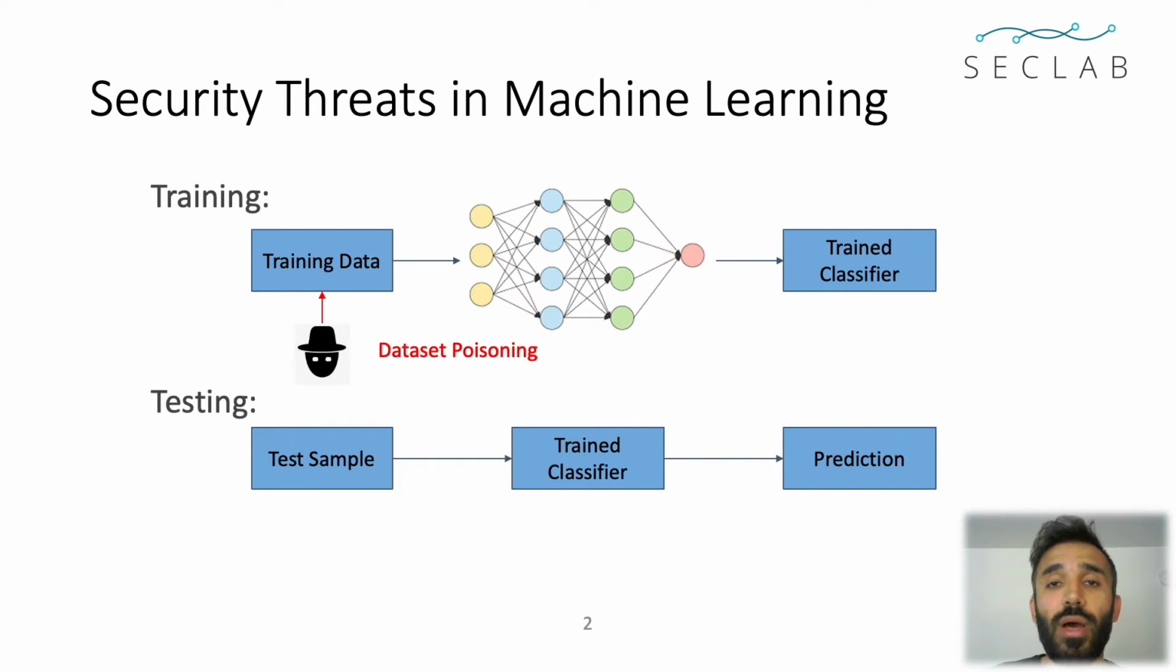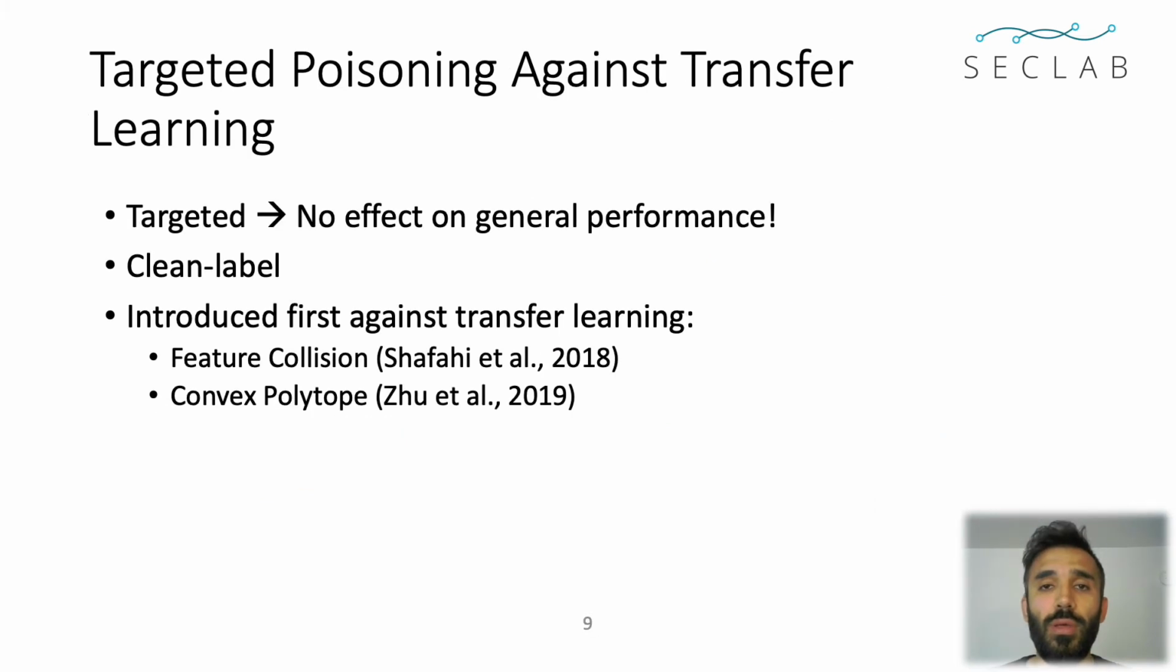In particular, our attack is a dataset poisoning attack and happens at training time. In general, in dataset poisoning attacks, you put some poison data into the training set, so later on, when the victim trains the classifier on this poison dataset, you have your intended malicious code injected in the model. Our attack, though, is a continuation of a recent line of research where clean label and targeted poisoning attacks were proposed against transfer learning.